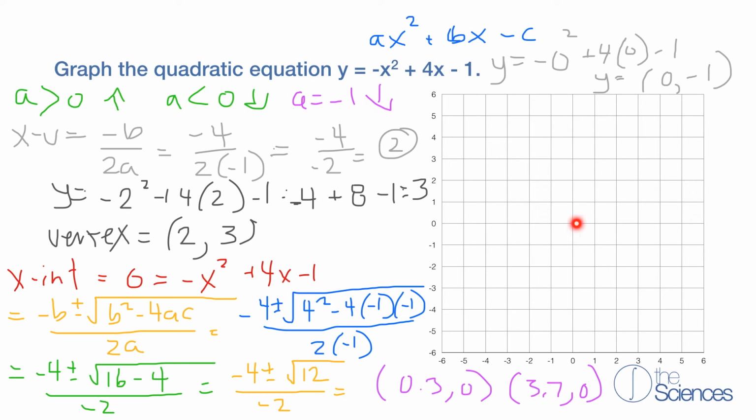So our vertex is at 2, 3, we have 0.3, 0, so it could be about here, roughly. We have 3.7, 0, this is about here, and we have our y-intercept of 0, negative 1.